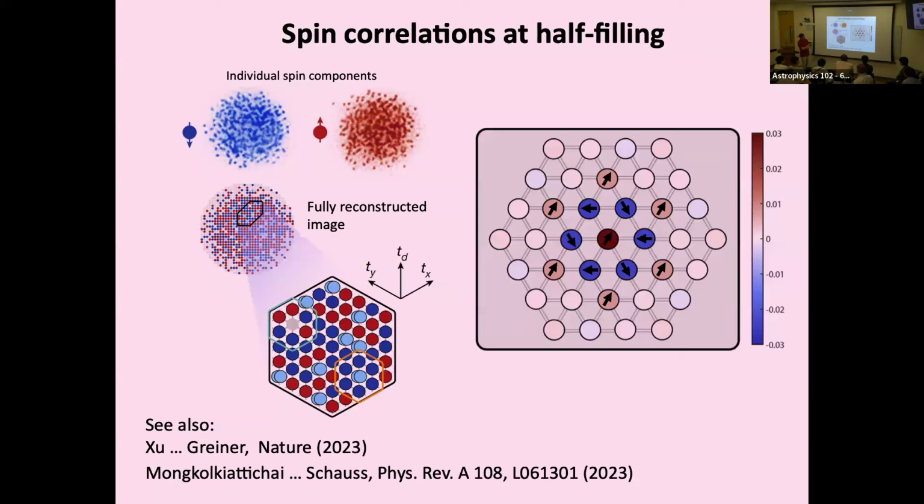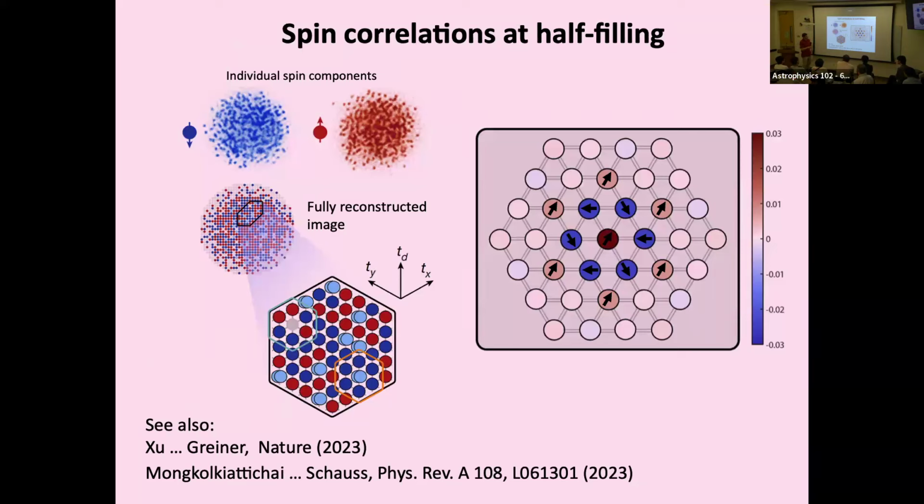And in our microscope, we have this capability where, just before taking the image, we can separate the two spin states with a Stern-Gerlach magnetic field gradient so that you can look at both the up spins and the down spins simultaneously. You take pictures of them simultaneously. So you can reconstruct from the snapshot on the lattice site whether you have an up spin, a down spin, a doublon, or a hole. Those are the four possibilities you can have.